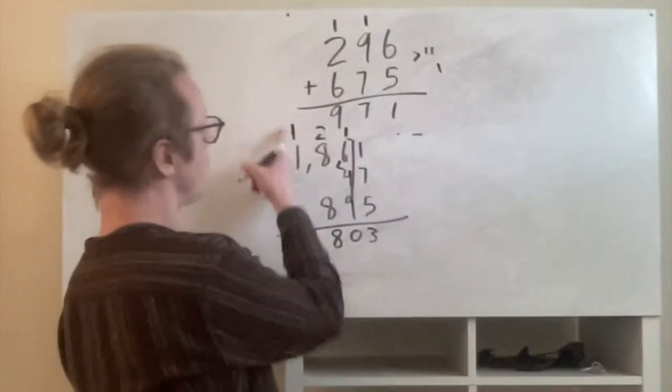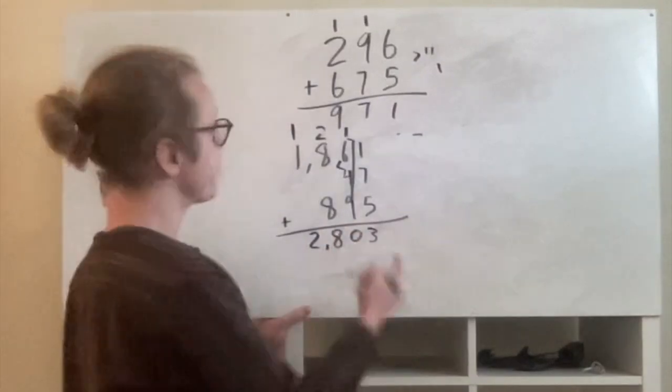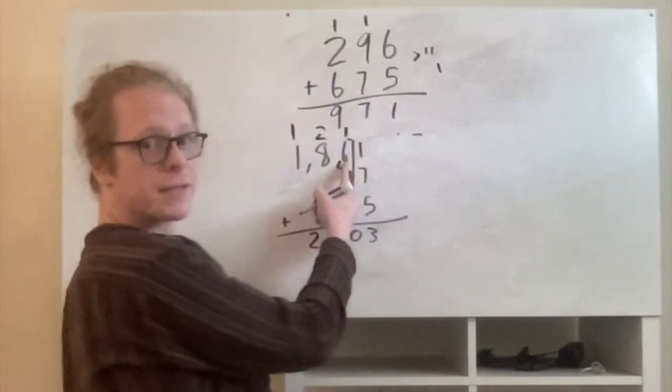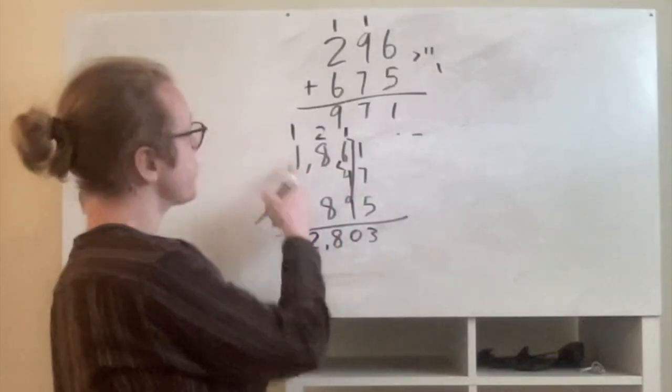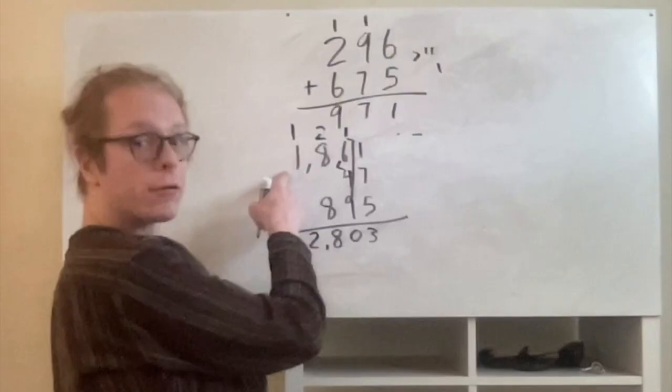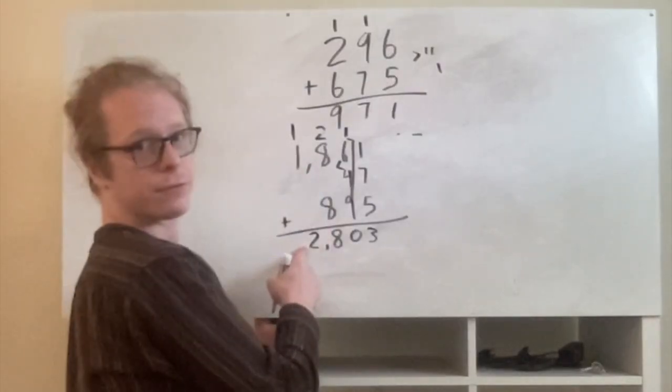And then finally, the 1 plus the 1 gives me 2. Just a reminder, if this is the ones place, this is the tens place, this is the hundreds place, this is the thousands place. So when I go 1 plus 1, I'm really doing 1,000 plus 1,000 is 2,000.